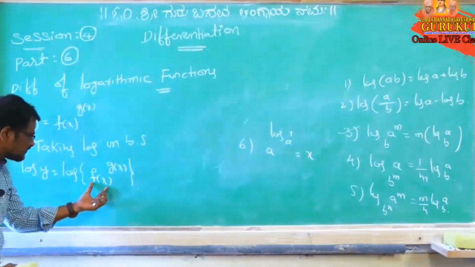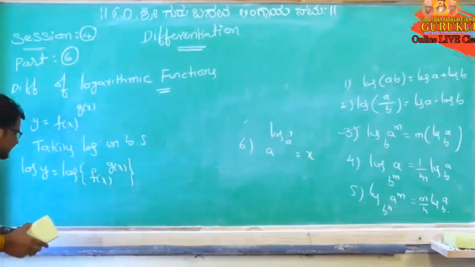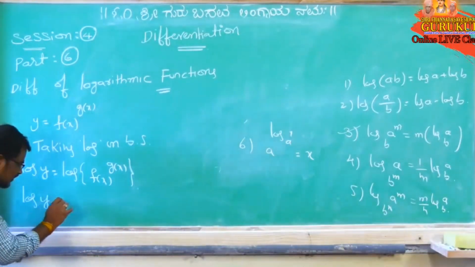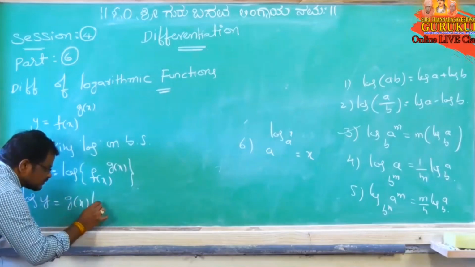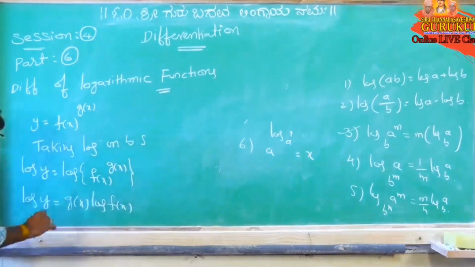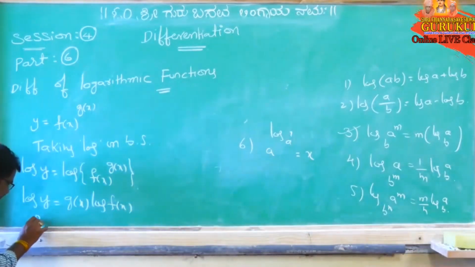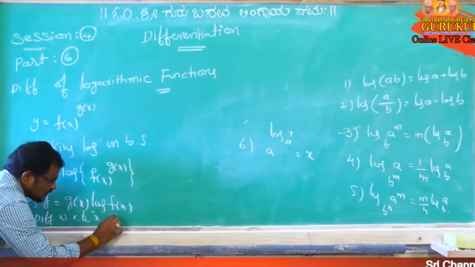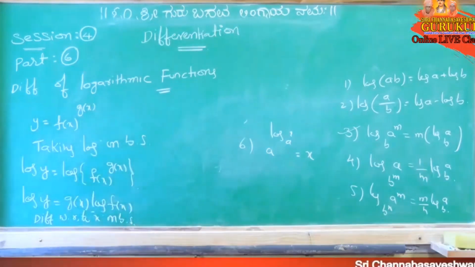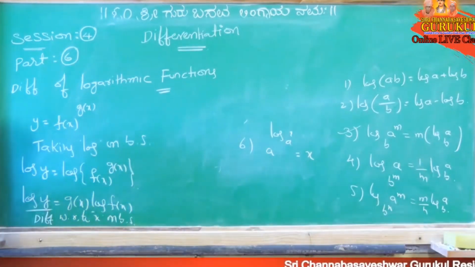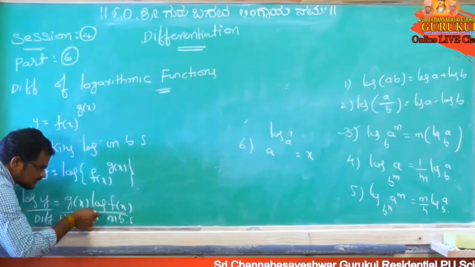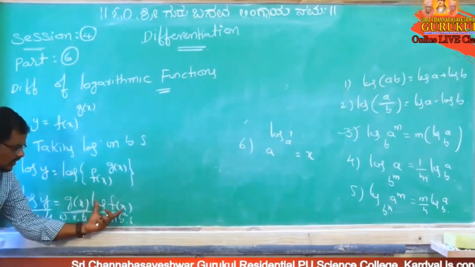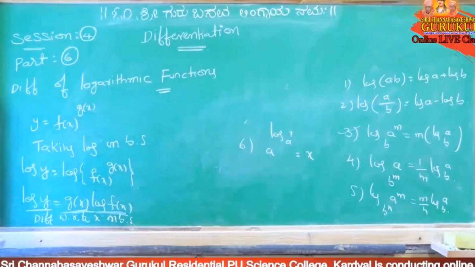Now this is in the form of the third formula, means the log of a power m formula. How to write it? Log y equal to g of x into log of f of x. Now from here, differentiating with respect to x on both the sides. Here log y is there, here product rule, because the product of two terms. G of x as first term, log of f of x as second term we have to take.